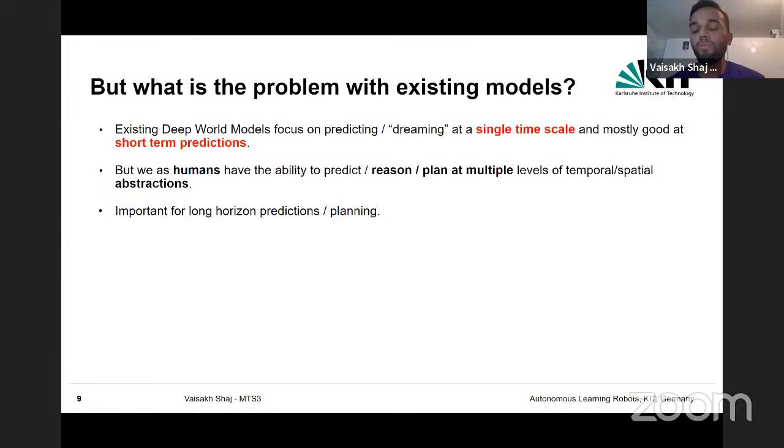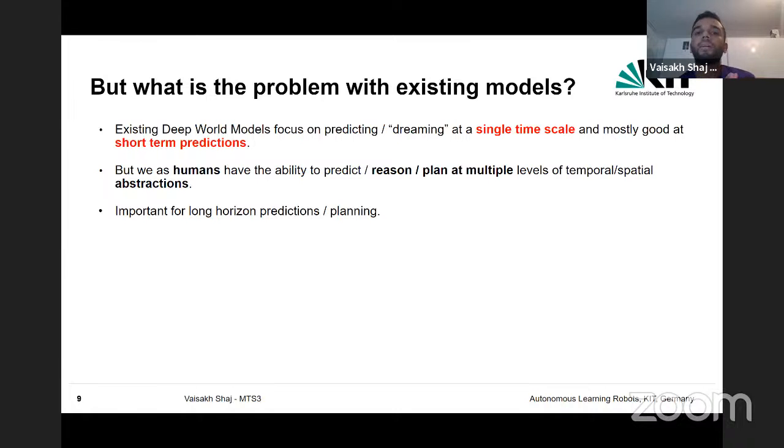For example, if I want to move from Germany to Canada, I won't think in terms of every single muscle action I should take throughout this travel. I would rather start thinking more abstractly: okay, I have to start from my home, go to the next tram station, from there go to the railway station, then go to the airport, then catch a plane, and things like that. So it's more abstract. And once I've set these abstract goals, then I go to a much lower level of abstraction, and finally I think about what small actions or muscle movements I should take. This is important for long-horizon predictions and planning.